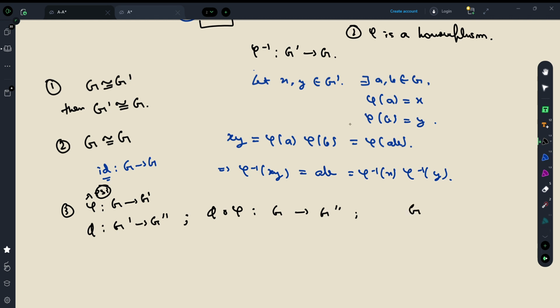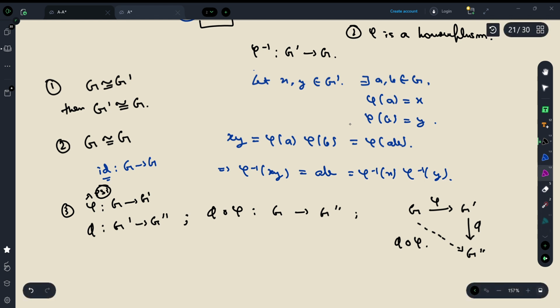If I draw the diagram, what do we have here? We have a map from G to G dash by psi and G dash to G double dash by phi. And then I can have a map directly from G to G double dash, which comes about as phi of psi. Now my question is, is this a homomorphism? It's obviously bijective, right? Composition of bijective maps obviously comes out to be bijective. There's nothing to prove there because this is a bijection and this is a bijection. The bijection is naturally established here, but the question arises: is this a homomorphism?